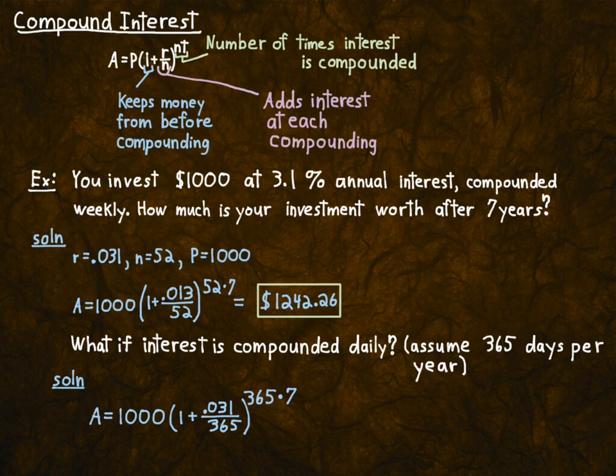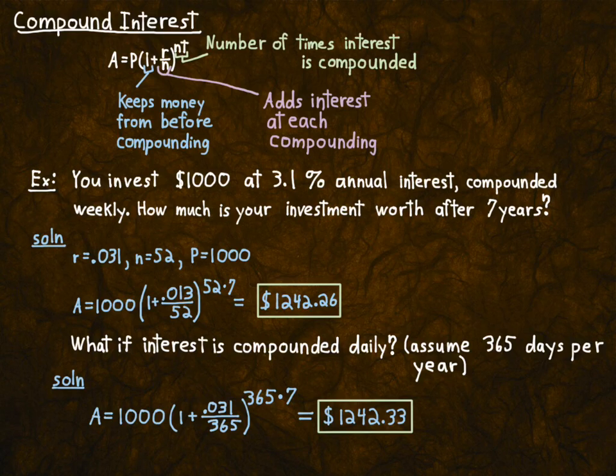So I have 0.031 divided by 365 for my rate. And then 365 times 7 is the number of compoundings. And when I multiply that out, I get $1,242.33. Compare that with compounding weekly. I'm compounding 7 times as often because I'm compounding daily as in the previous example. And what am I gaining? Looks like I'm gaining 7 cents over 7 years. It's not a lot. 7 cents more over 7 years.